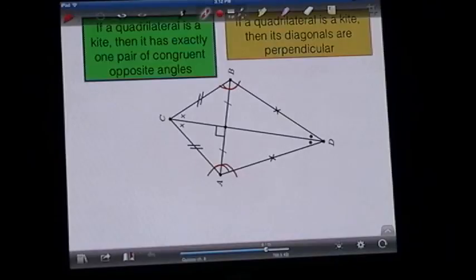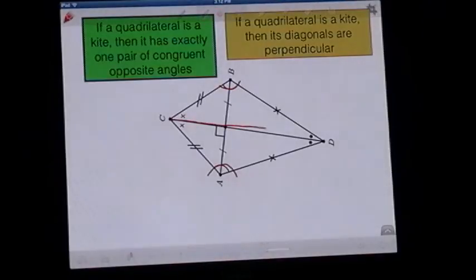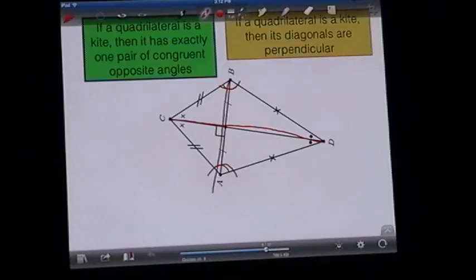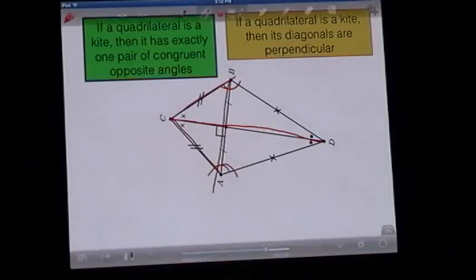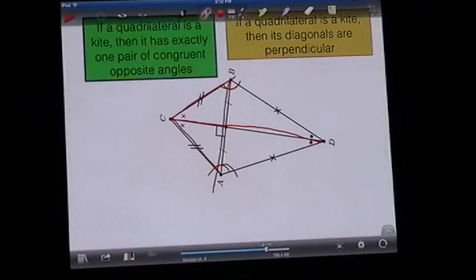Okay, and we have a picture of that. And if a quadrilateral is a kite, then its diagonals are perpendicular. Now, the definition of a kite is not a theorem, and you cannot write the definition in your theorem list. The definition of a kite is it has two pairs of congruent consecutive sides. AC and CB are consecutive because they're right in a row and they're congruent. Okay, make sure that you have updated your theorem list before you start these quizzes and before you take your test. All right, coast is clear.